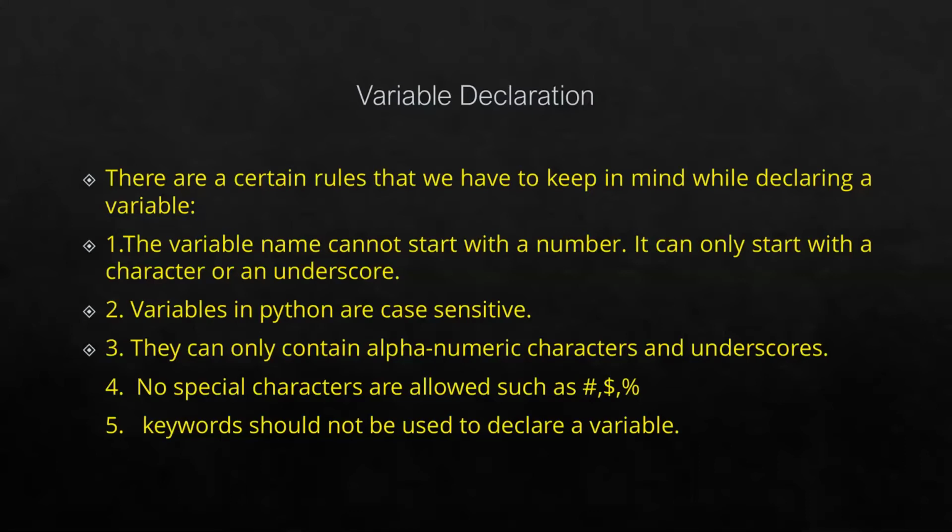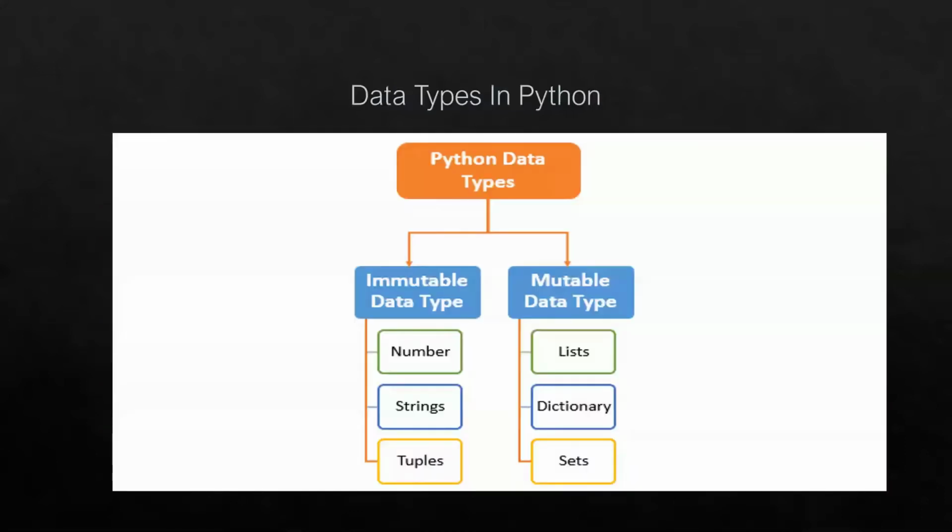And next one, keywords should not be used to declare a variable, as keywords are built in, so they cannot be used to declare our variables and assign values. So these are the 5 rules that we have to keep in mind while declaring a variable in Python. As these rules are the same for every language, there is no need to bother about it. And these are the data types in Python.